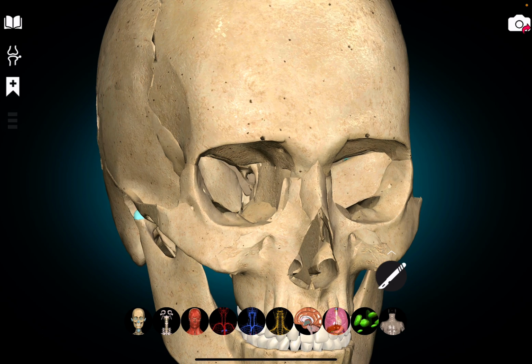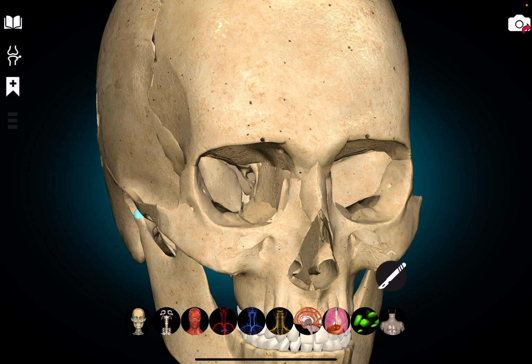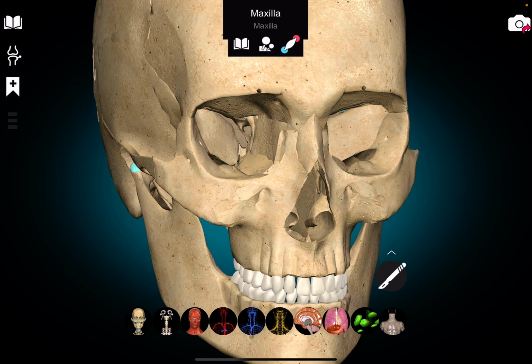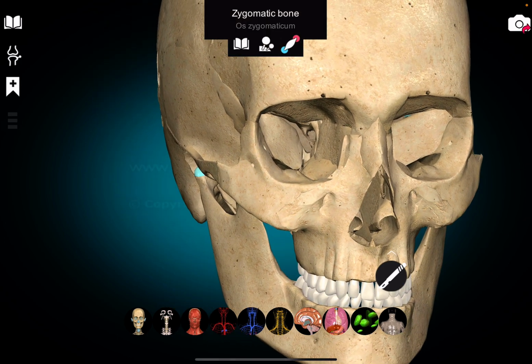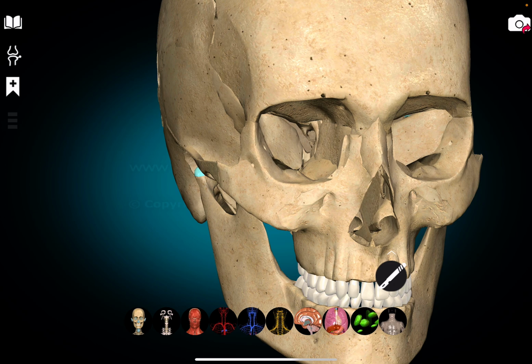Then between the greater wing of sphenoid and the inferior wall of the orbit, being formed by the maxilla and the zygomatic, you see the inferior orbital fissure. So after understanding this much, let us, in short, cover up the contents of the orbit.